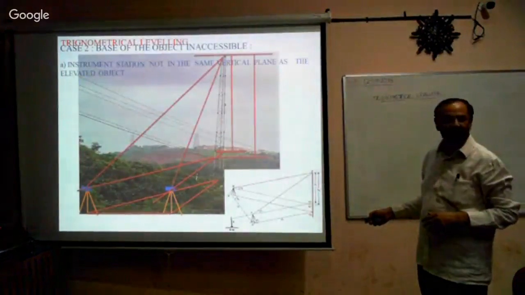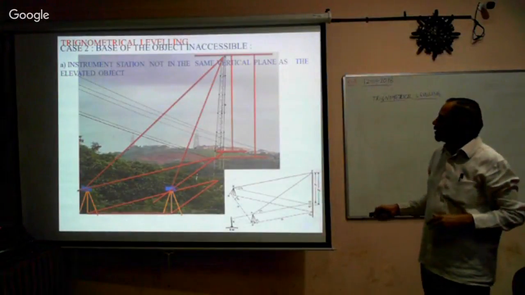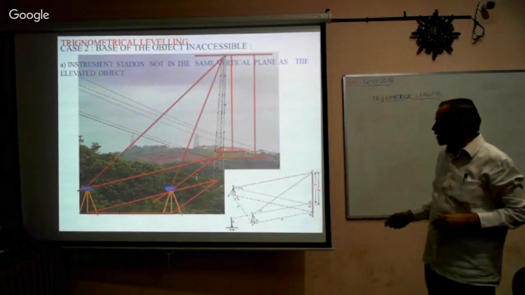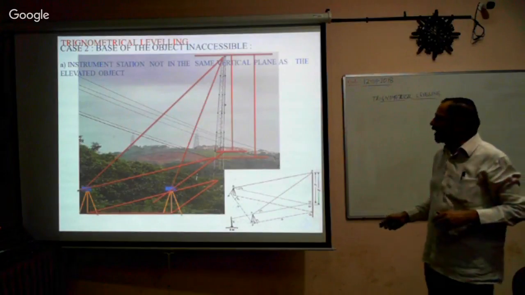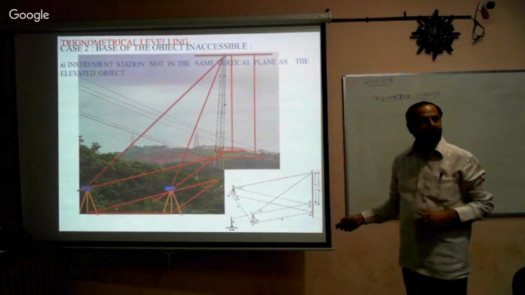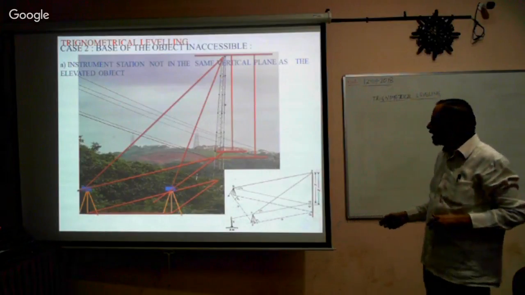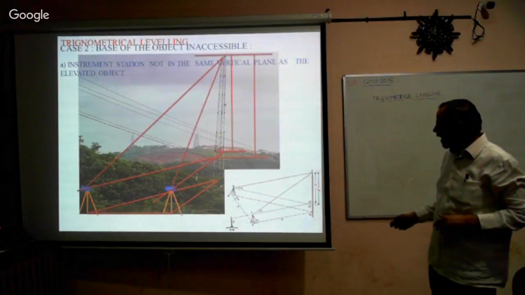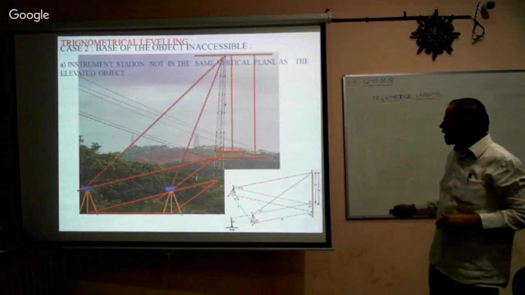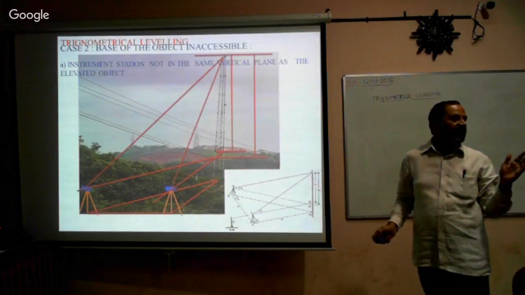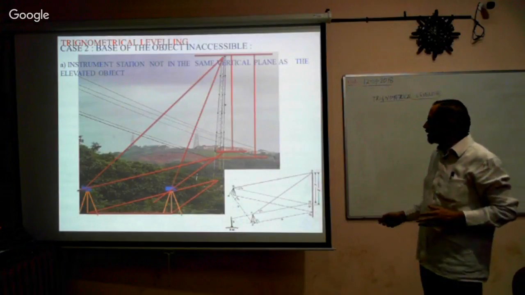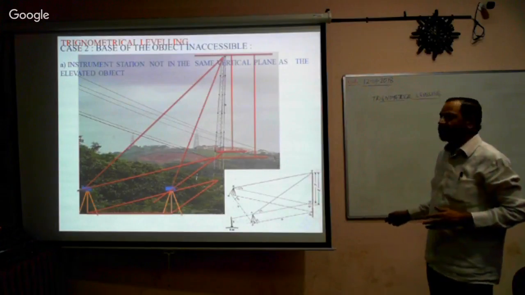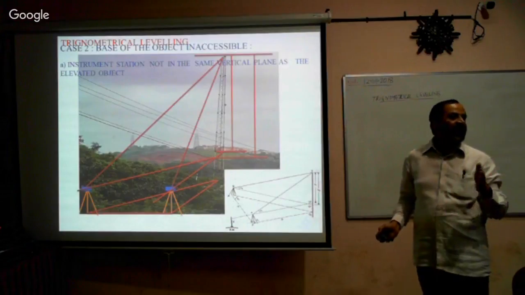This is instrument station 1, and the vertical angle is measured, and one backsight is taken. Similarly, move the instrument to another station. Now this is Q, A, and Q dash, Q1. This is one plane, and this is another plane, the second triangle, that is Q, B, and Q dash. There are two planes.